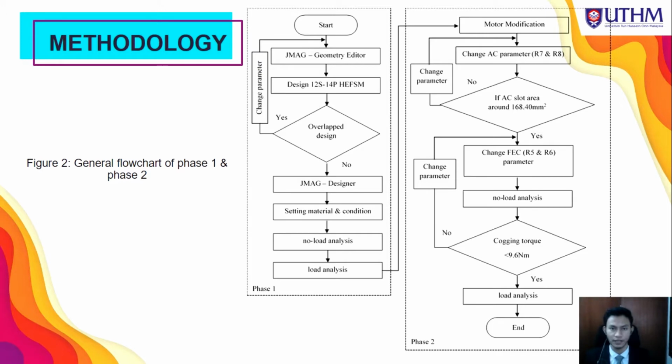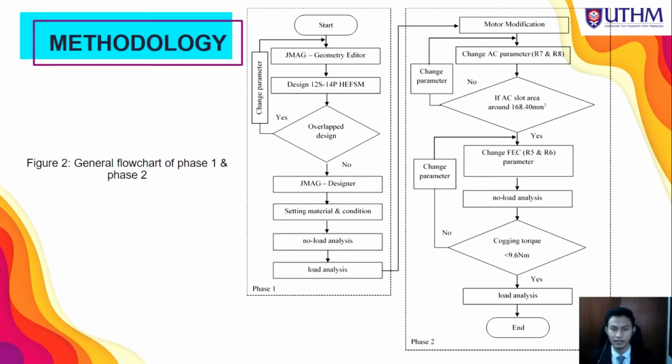In phase 1, I use the geometry editor to design the 12 slot 14 pole HFSM. If the design has an overlap, we need to change the parameter. If not, we proceed to the geometry designer, where we set the materials and conditions. Next we proceed to the no load analysis and also the load analysis.